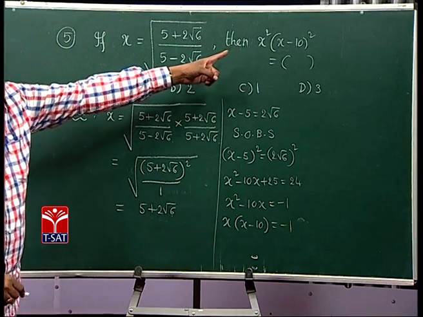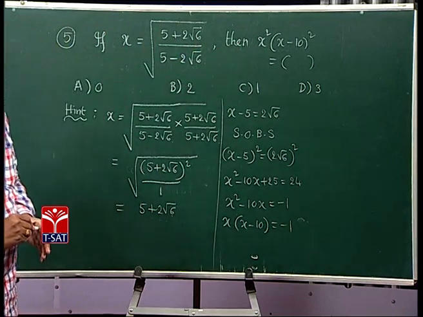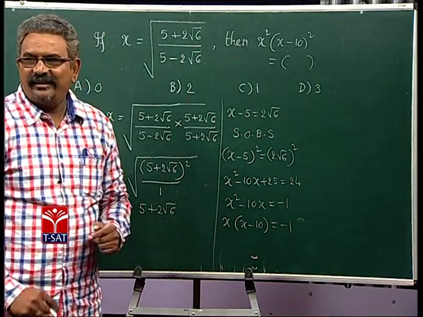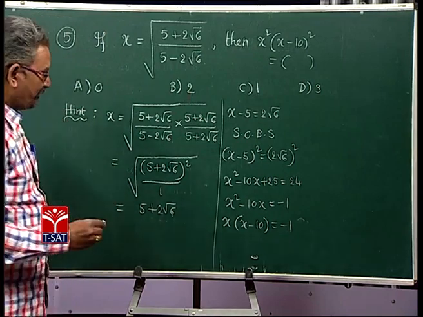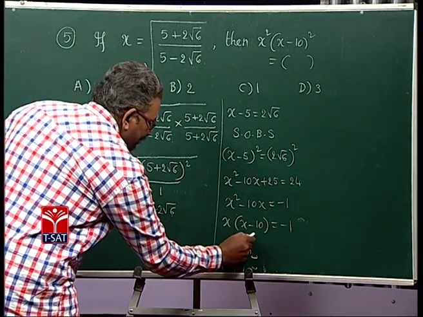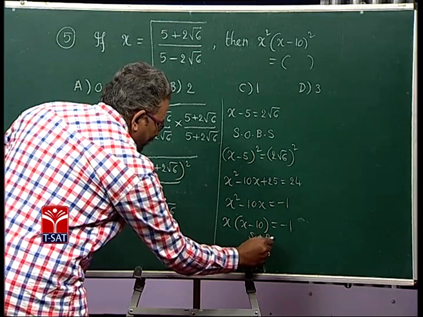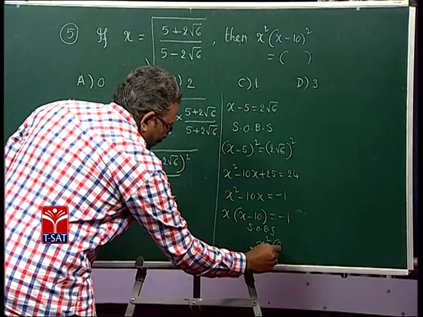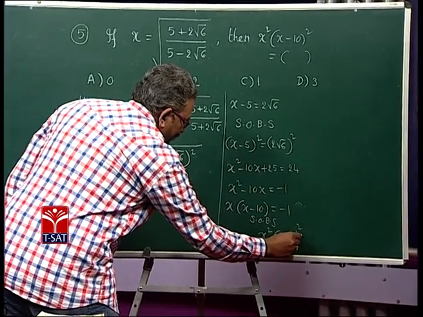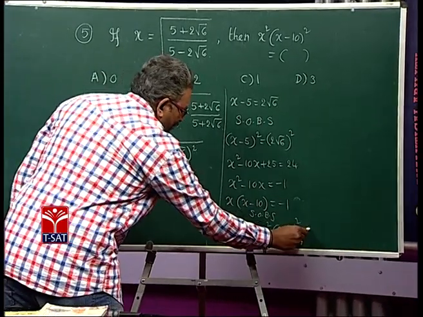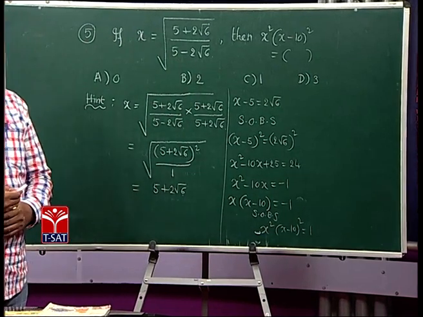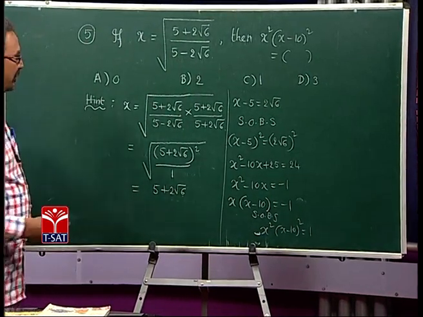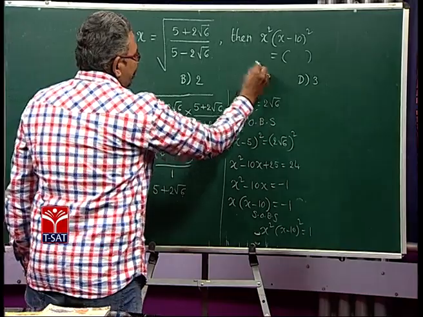Now, look there. What do you want? Square. Again square it. Squaring on both sides, x square into (x minus 10) whole square is equal to (minus 1) square, that is 1. So, what is our answer? Yes, C is the right option.